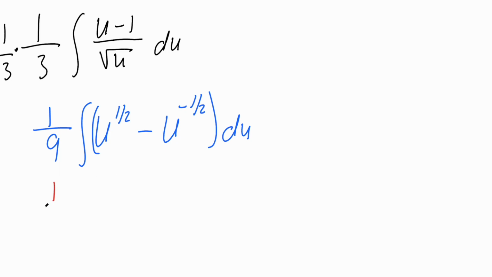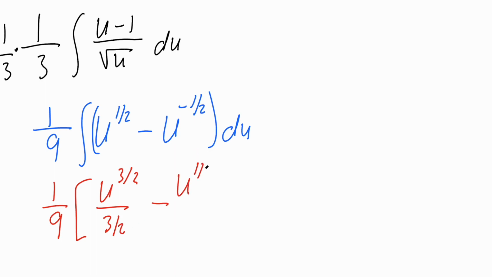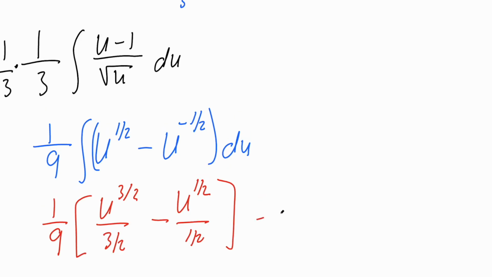So we got 1/9. Let's do a little parentheses. We'll add 1, so we get u raised to 3/2. We'll also divide by 3/2. Minus u raised to, we add 1, we get 1/2. We divide by 1/2. Close it, and then don't forget the plus c.